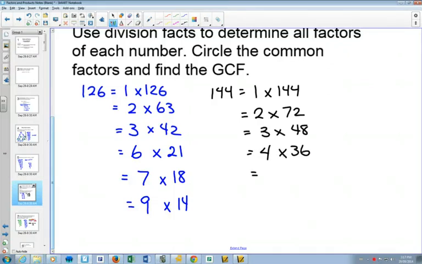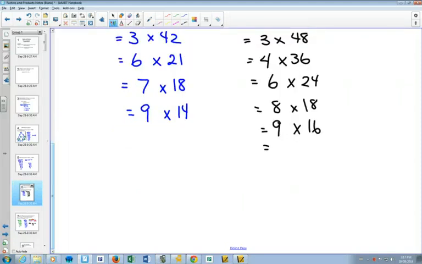No. Does it divide by 6? Yes. 6 by 24. Does it divide by 7? No. Does it divide by 8? Yes. 8 by 18. Does it divide by 9? Yes. 9 times 16. Does it divide by 10? No. 11? No. 12? Yes. And now you would know you're done, because it's 12 by 12 and it sort of hits the numbers the other way.